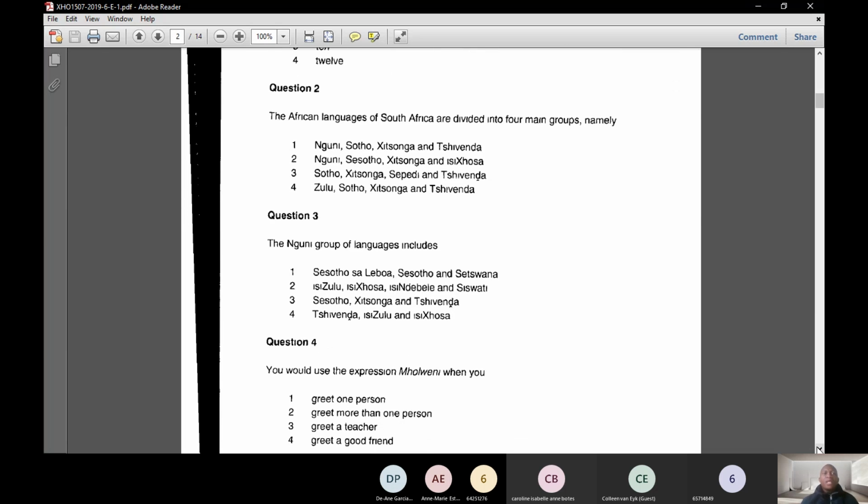Okay, question 2. The African languages of South Africa are divided into 4 main groups, namely Nguni. Option 1, sorry. Nguni, Sotho, Tsonga, and Tshivenda. Option 2, Nguni, Sesotho, Xitsonga, isiXhosa. Option 3, Sotho, Xitsonga, Sepedi, and Tshivenda. Option 4, Zulu, Sotho, Tsonga, and Tshivenda. What's our answer for question 2?